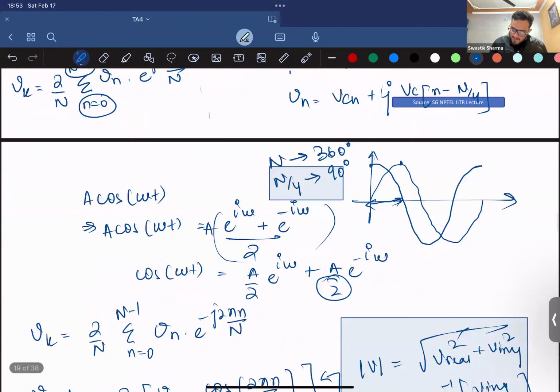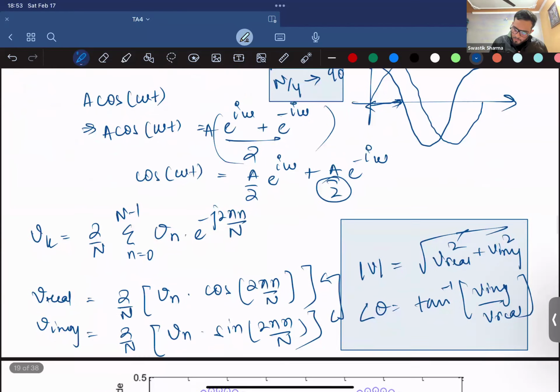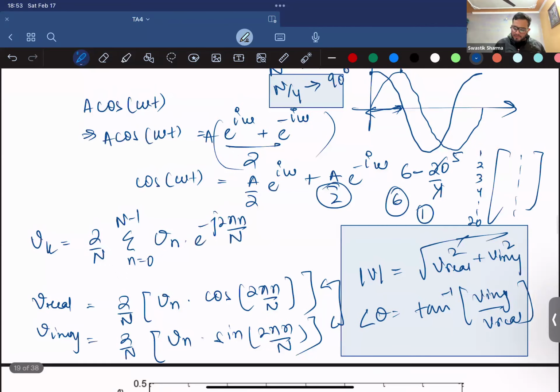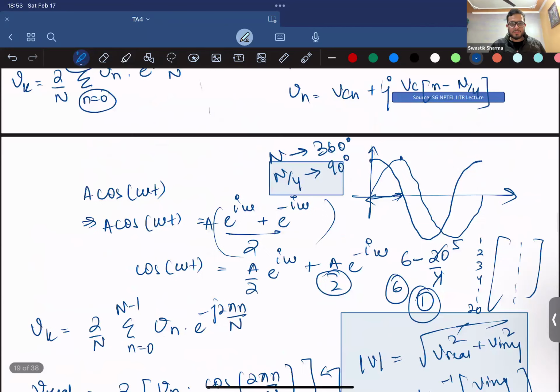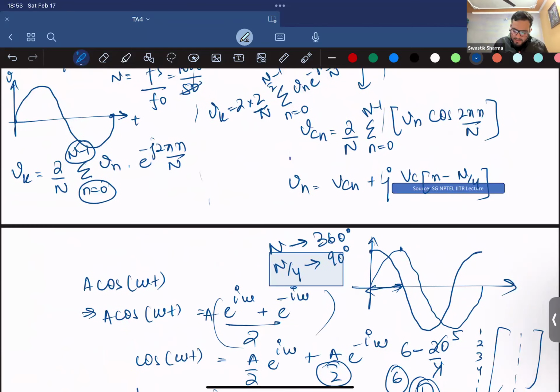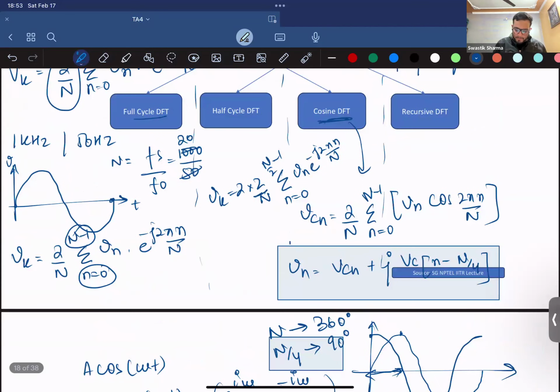So that means, let's say you have 20 samples. When you are at the sixth sample, let's say, you would use the first sample of the cosine function to denote it as the function for sine. So that's how you can get the DFT without requiring to calculate the whole full cycle function as well. So that's how it comes into play.